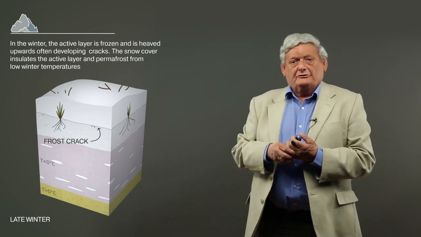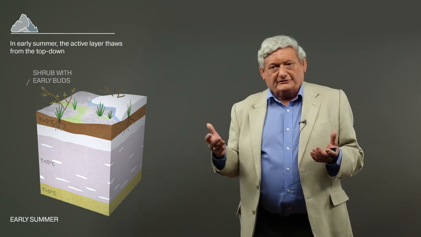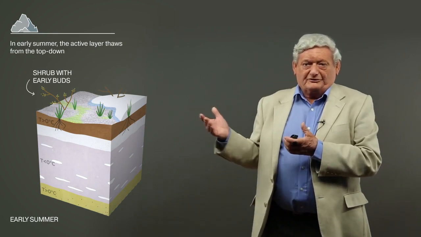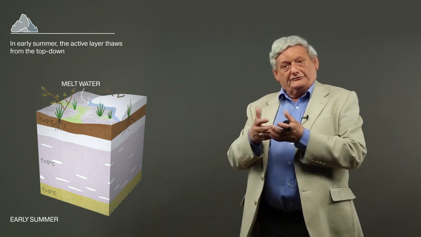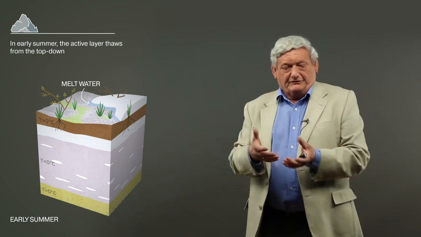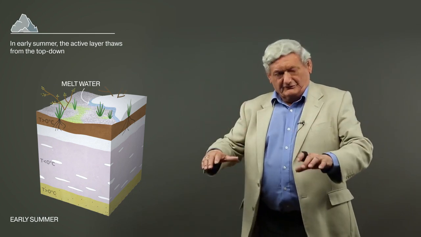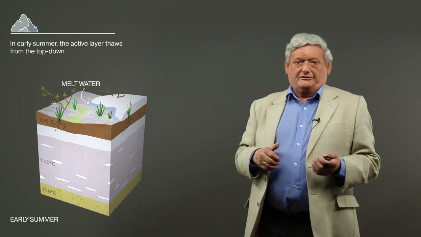When we go into the next early summer, then we come to the thaw period, and now the shrubs are producing their buds, the snow is disappearing, the surface is wet, and the top of the active layer is thawed out. But still, the base of the active layer is thawing, and the thaw front is going down, but it will stop at the permafrost table.